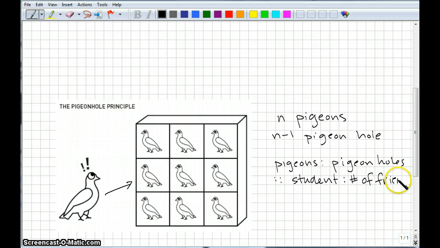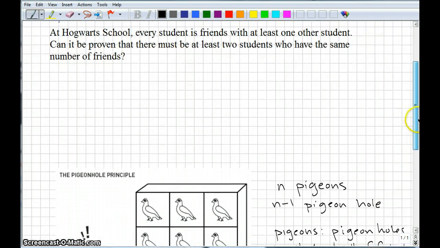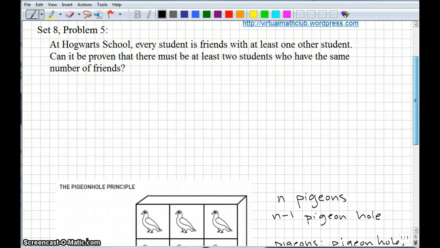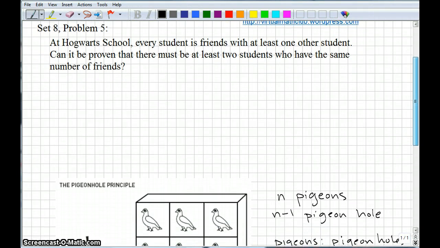Okay, so see if you can find an analogy, or see if you can find a way of using this principle of pigeons and holes to relate the students with their number of friends. Okay, that's my hint. So let's go ahead, I'm going to scroll back up here and solve the problem, so we can see the problem. Okay, I'll keep the pigeons up, I guess.